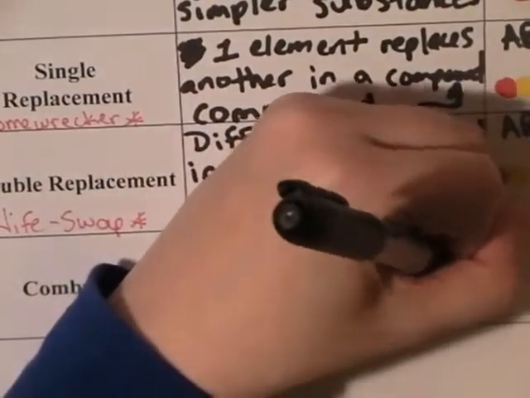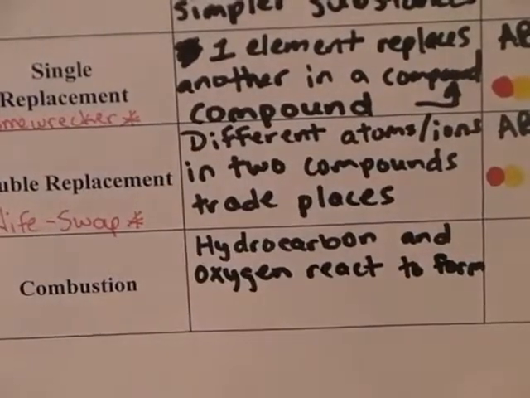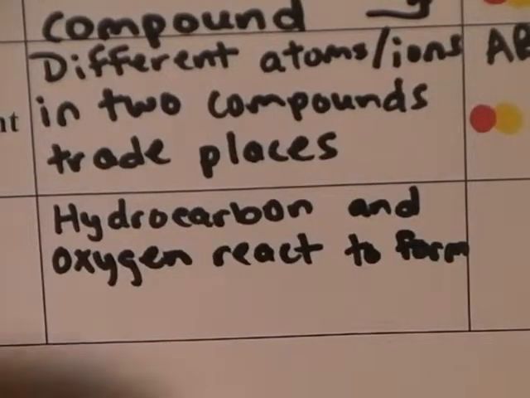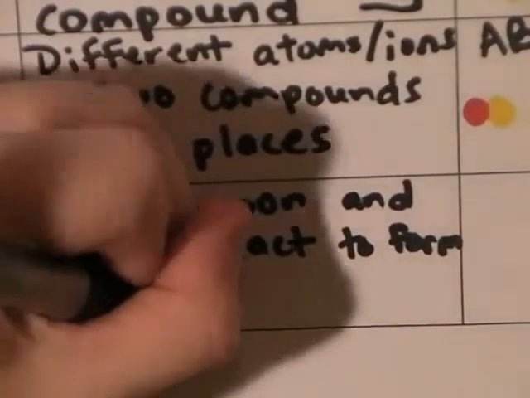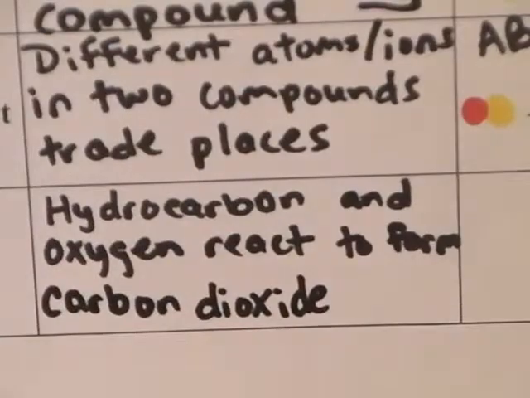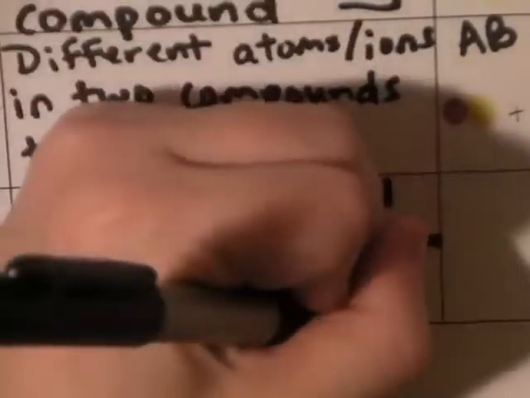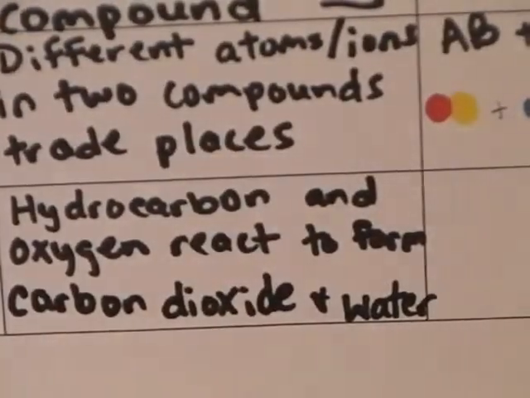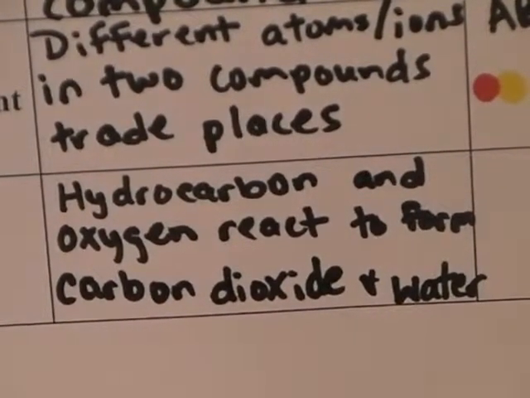to form, and here's the easy part, they always form the same products every time. They always form carbon dioxide. Sorry for my hand being in the way again. They always form carbon dioxide and, I'm running out of space, water. Alright, so hydrocarbon and oxygen react to form carbon dioxide and water. Always what you get, every single time.